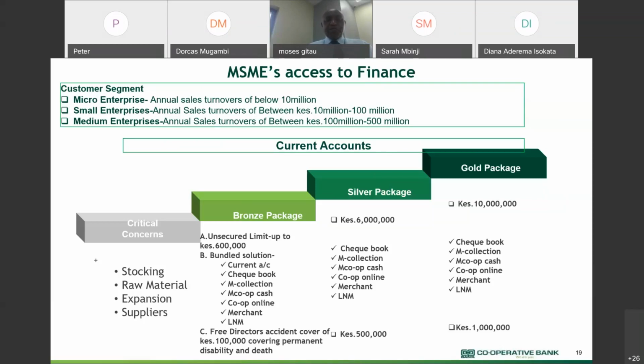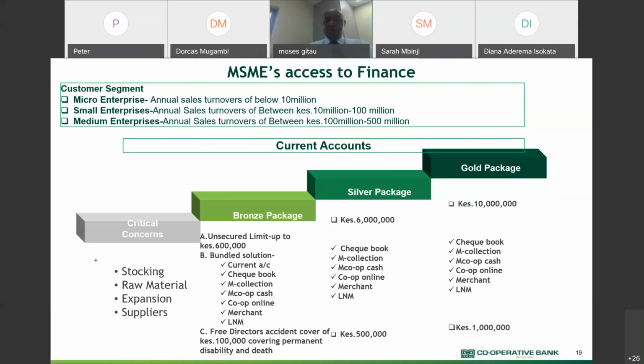Under the bronze package, working capital, which is a daily need, goes with an unsecured limit, a limit for which you don't ask for any security, of up to 600,000. The silver package, which we talked of, the small enterprises, goes with an unsecured limit of up to 6 million. And the gold package goes with an unsecured limit of up to 10 million. Of course, this is subject to qualification because you have to meet the criteria.